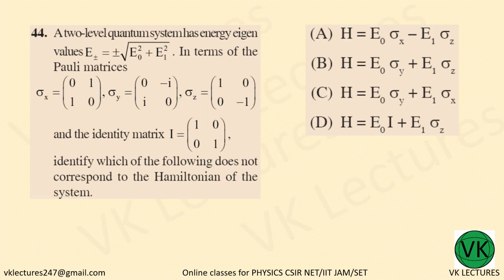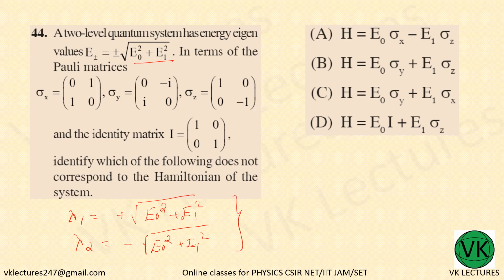A two-level quantum system has an energy eigenvalue E± = ±√(E0² + E1²). So here we have a quantum system which has these eigenvalues. Let me write λ1 equal to plus the square root of E0² + E1², and λ2 equal to minus the square root of E0² + E1².